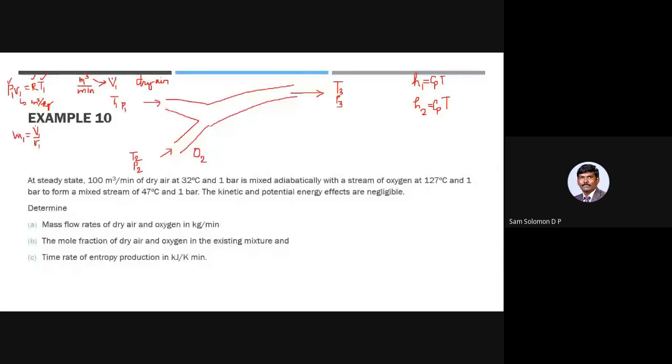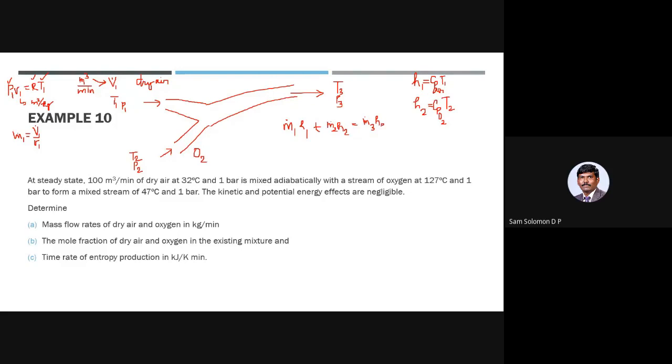So if I'm using subscript, this is for air. And this is for oxygen. And so we know from what we have done, the energy balance: m dot 1 into H1 plus m dot 2 into H2 should be equal to m dot 3 into H3.